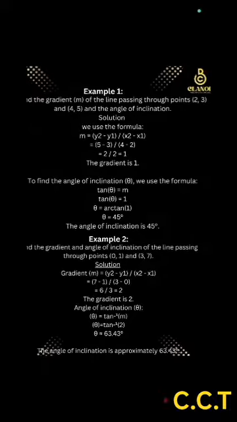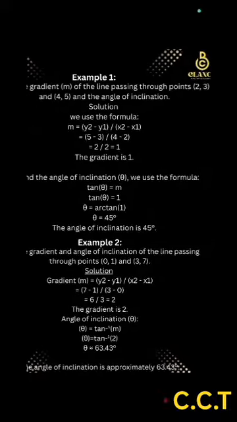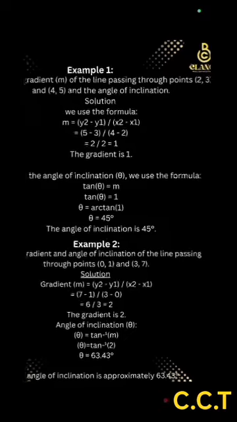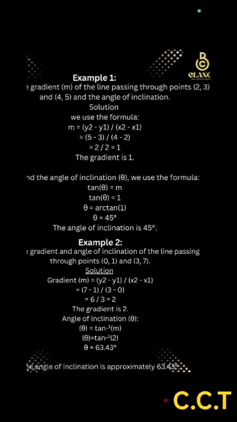You might want to pause the video and try this out yourself. Find the gradient and angle of inclination of the line passing through points 0, 1 and 3, 7. So first thing is label your points. Always do that. x1, y1, x2, y2. Substituting your values, you get the gradient to be 2.